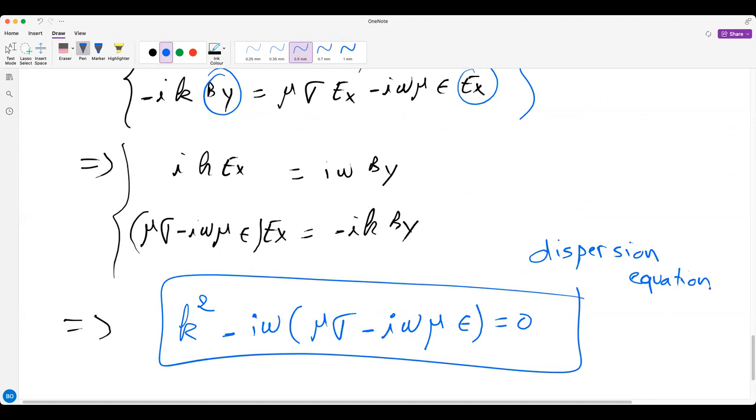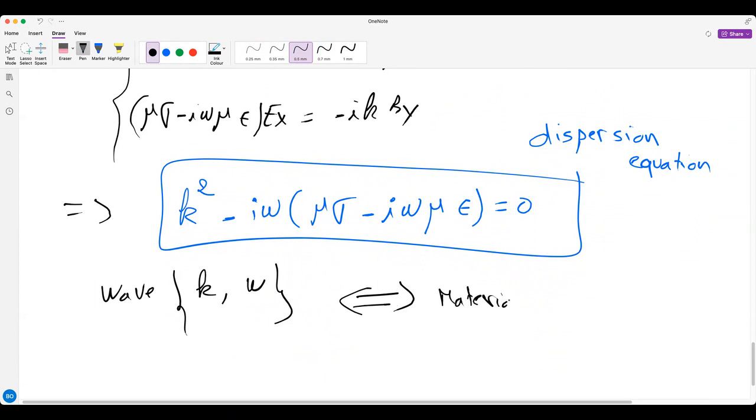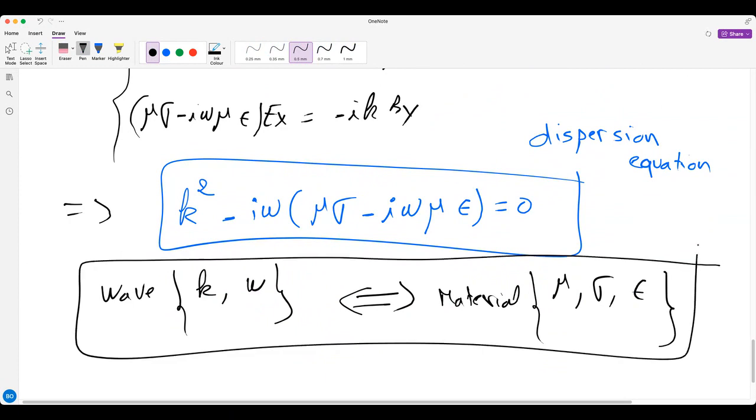Why is this equation very important? This equation is very important because it gives us one simple equation that relates the wave properties, you know, the wave properties are k and omega, and it relates them to the material properties that are, of course, mu, sigma, and epsilon. This is why it's very important. And you will see the consequence of this.